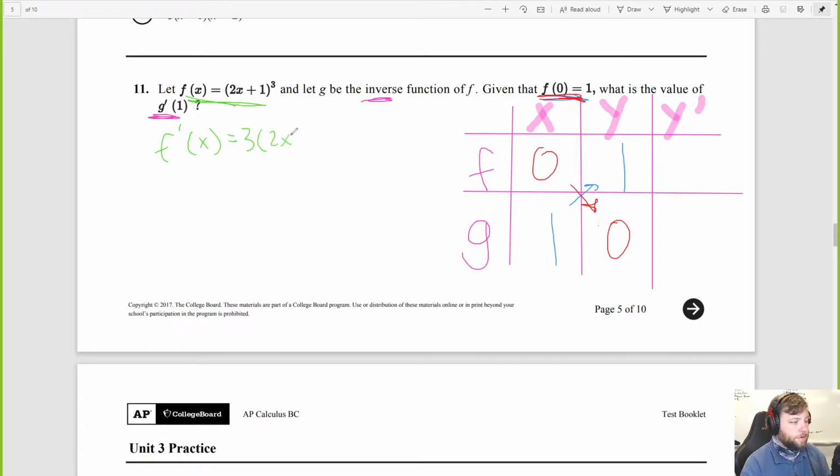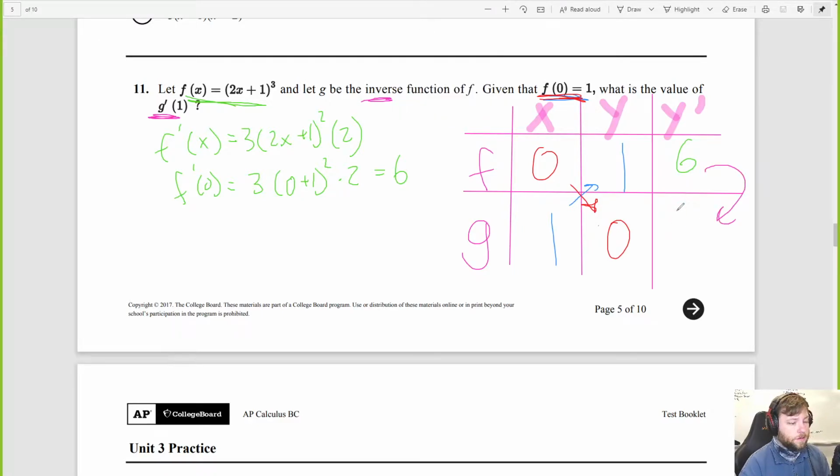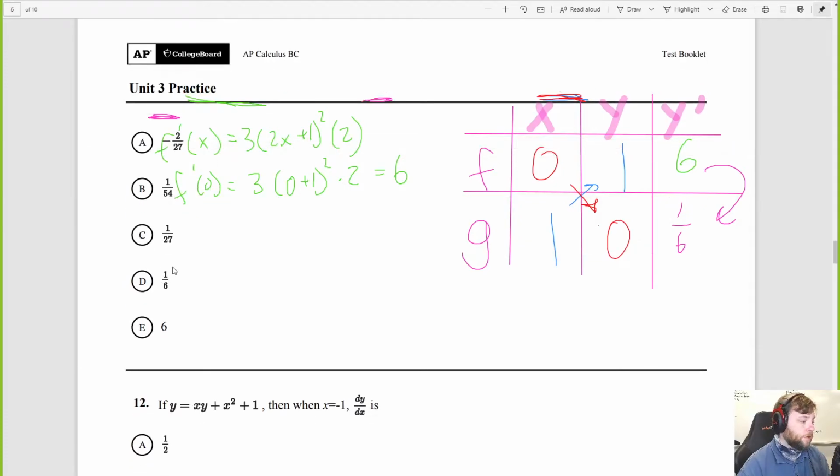3 times (2x plus 1) squared times 2. You're going to be plugging in the 0. 3 times 0 plus 1 squared times 2. That's 1. 3 times 2, that's 6. And then you want to do the reciprocal. 1 over 6. All right, and is that an option? Sure. Your answer is D.